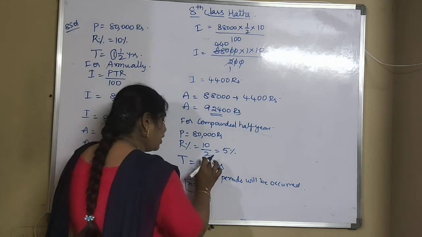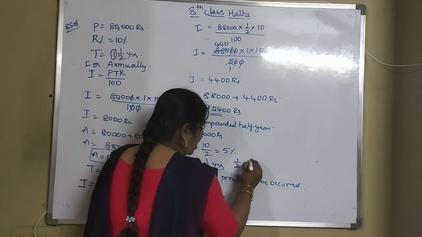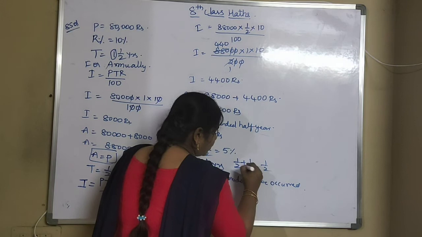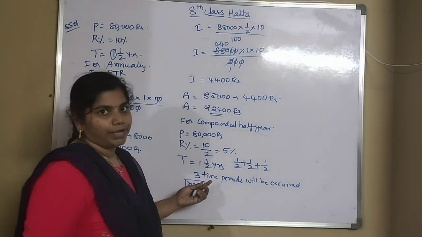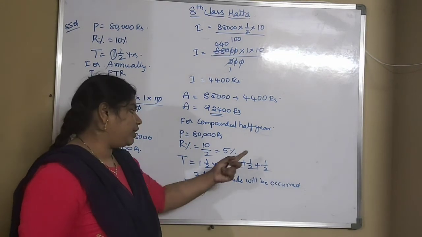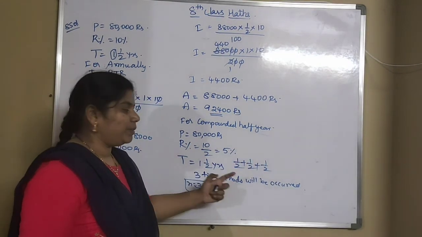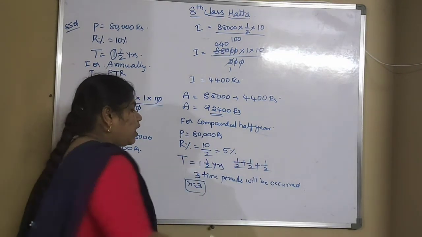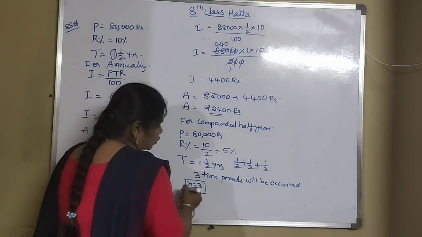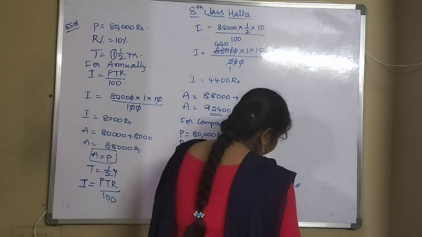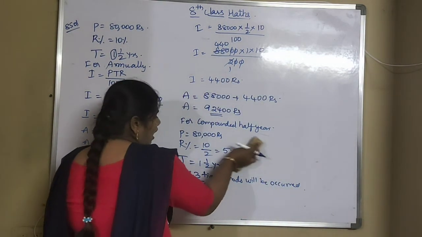So this 1 and a half years can be written in the form of half, half, half. Half plus half plus half will be equal to 1 and a half years. Okay, half year, half year, half year. How many times half has occurred? 3 times. So N value is how much here? 3.